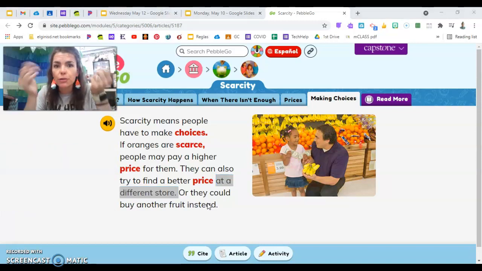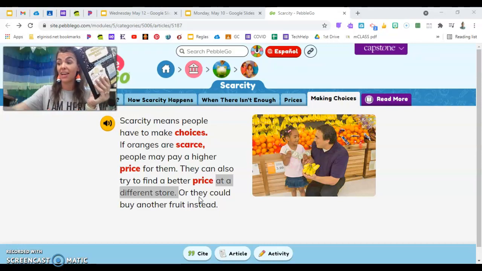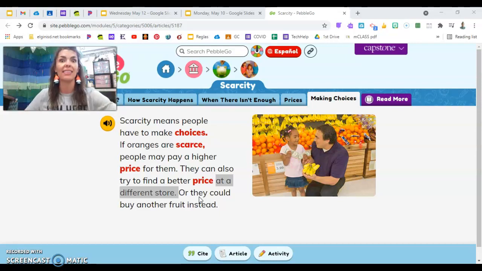But right now, you don't have to make any decisions. You just got to get ready to show me scarcity in your journal. Please grab 3 things: a pencil, a journal, and your crayon. Come meet me on video 2, and let's get to work.